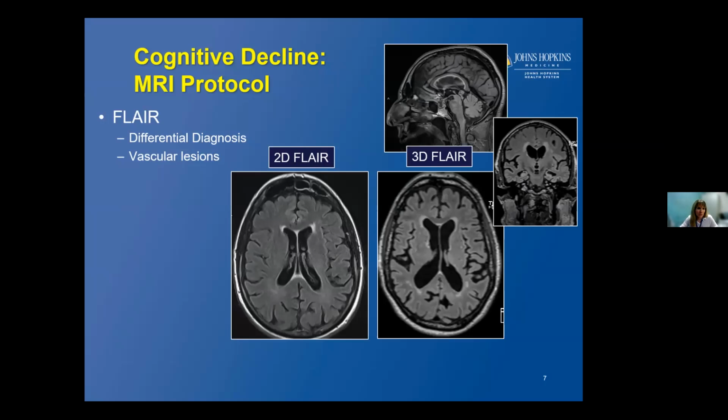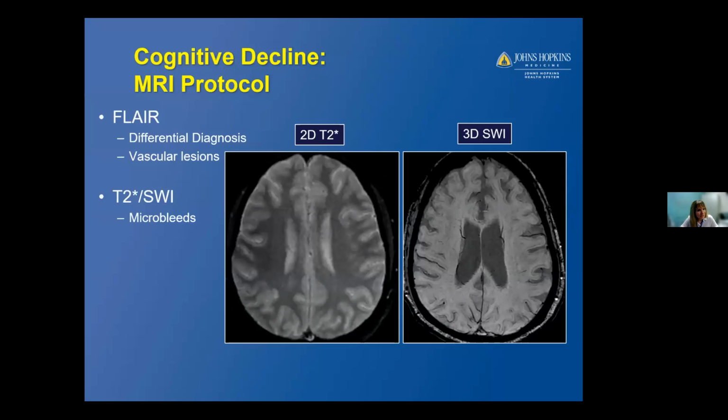So as shown here, we have one acquisition, the 3D FLAIR, and then afterwards we can do the post-processing and get the plane that we would like, which is not possible, of course, with the 2-dimensional FLAIR sequence.